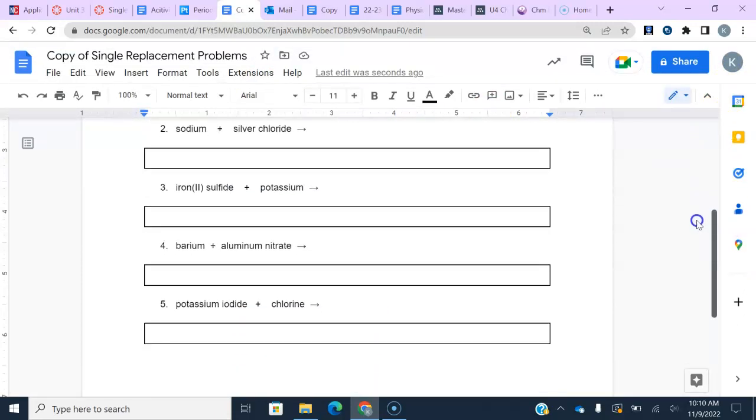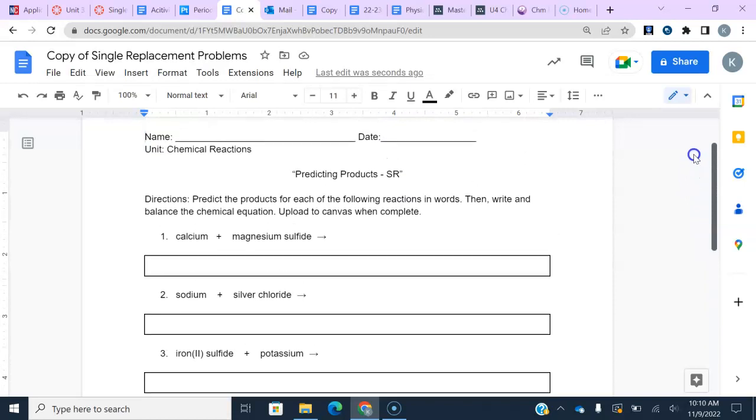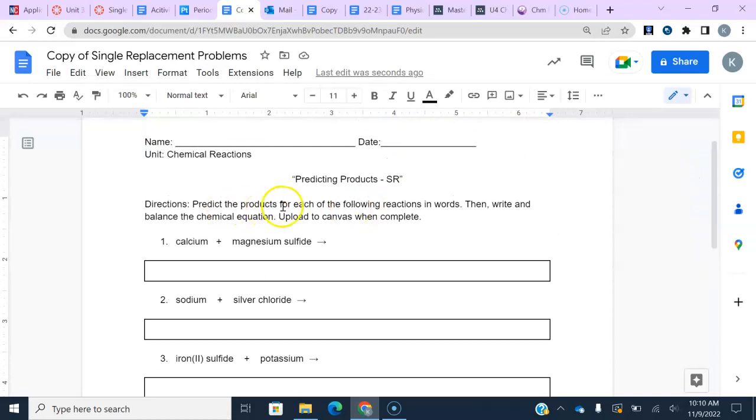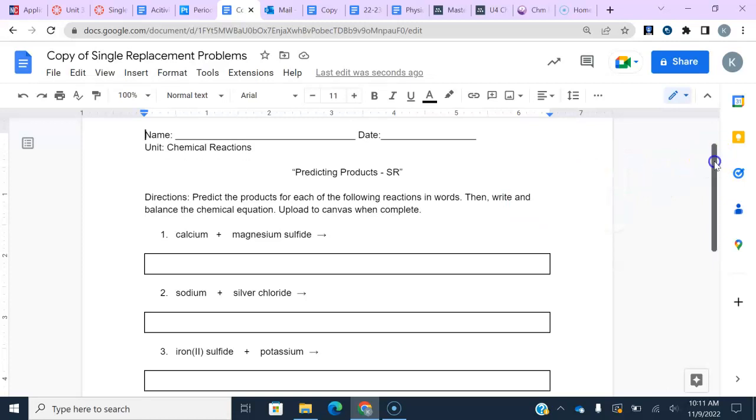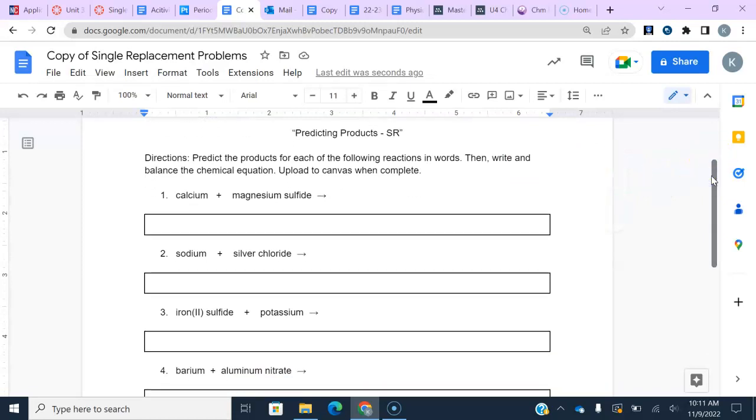And we have 5 problems here. And our directions tell us to predict the products for each of the following in words. Right? Then we're going to write and balance the chemical equation. And then, of course, we'll upload it when complete. So remember with these, one element is replacing another element in a compound. Like is always going to replace like as well.